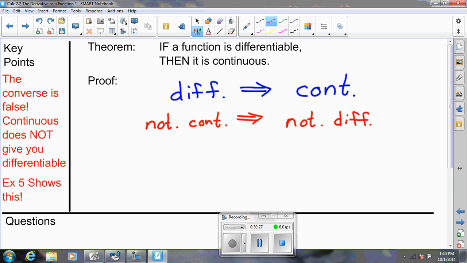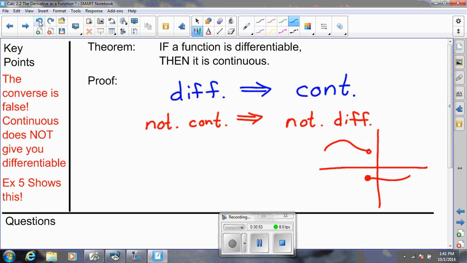This should make sense because if we have a graph that has a big hole and gap right here, a big jump, how do you get the slope of a tangent line? It doesn't glance. You look at it and say, where is the tangent line? If you have this big jump, it doesn't make any sense.